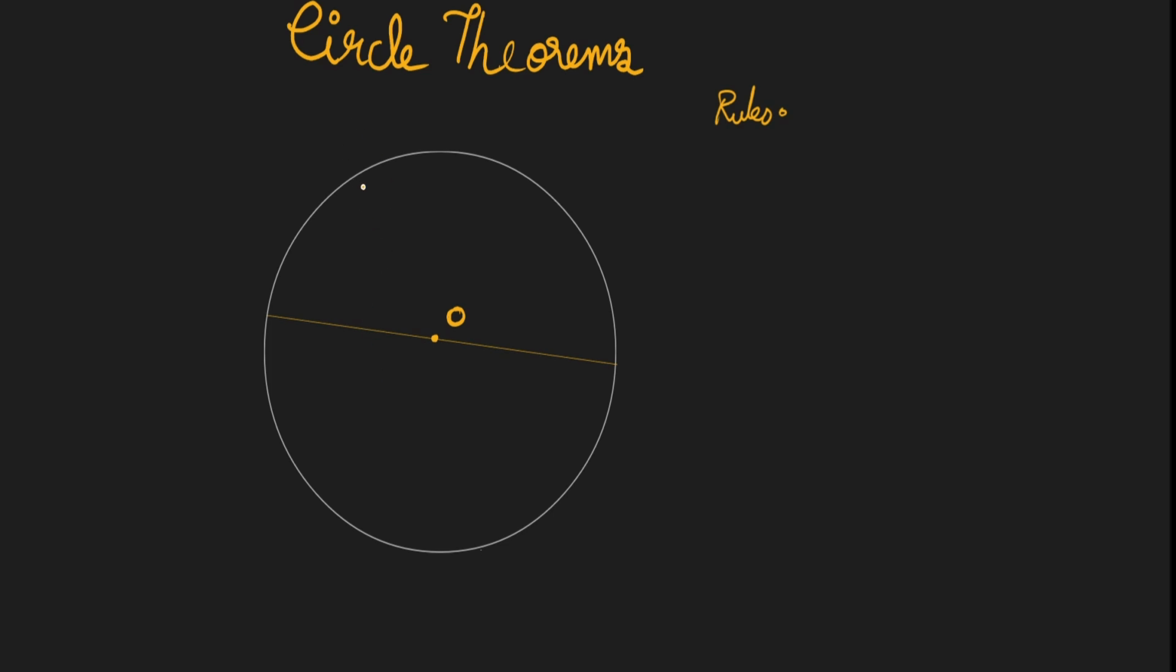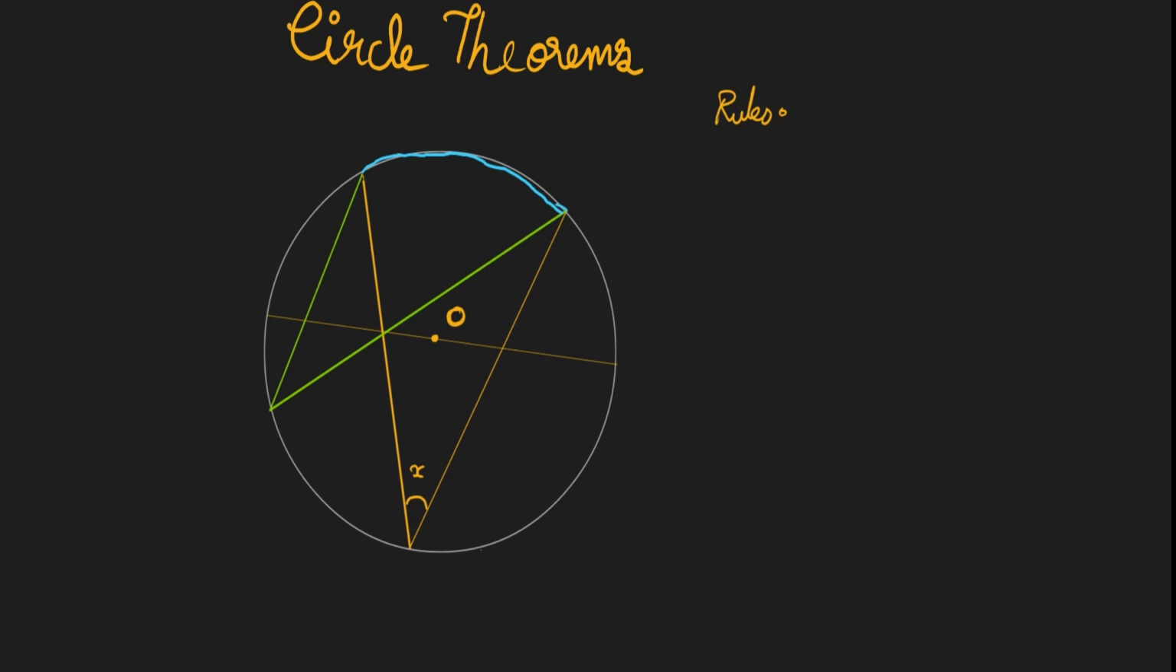These are just not some random rules. These have been proven. So for our first rule, we have an angle right here at the circumference, angle x, let's say. Now we have another angle here on the circumference. Now you will notice that both of these cover the same exact arc.